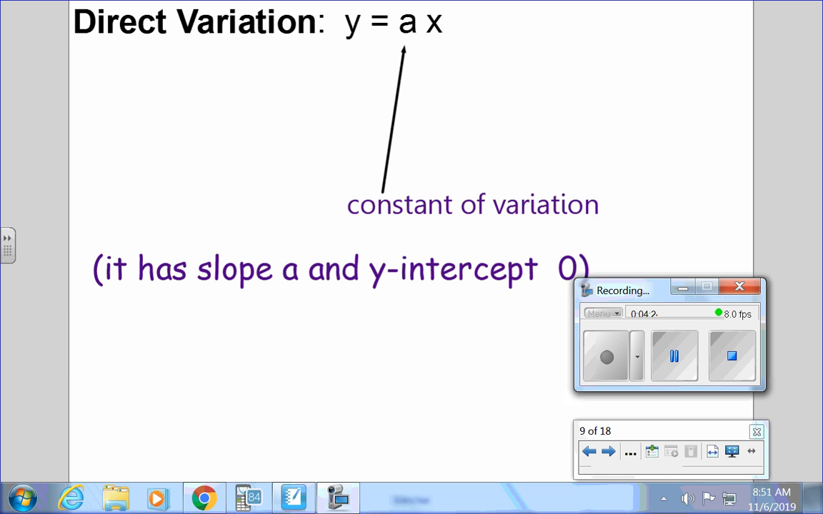Direct variation is a little bit unique. If you look closely at the equation of direct variation, a is the slope, but there's no y-intercept. So the y-intercept is 0. Slope is a, the y-intercept is 0. That's direct variation. So we'll be looking at equations, and you'll be telling me, yes, is it direct variation? Or no, is it not? And you're mainly checking to see if that y-intercept is 0.